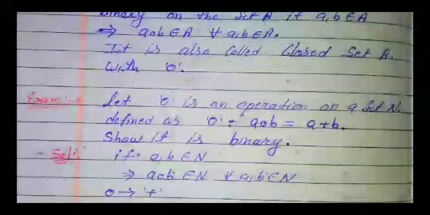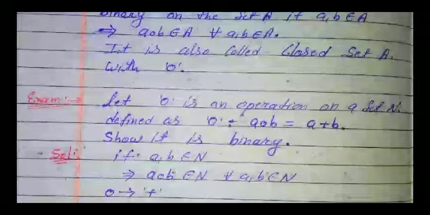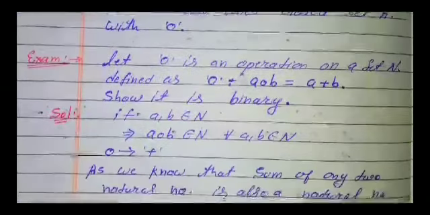In this form, O is an operation and we apply it to two elements of a set, and then we find a single value that also belongs to the given set, then the operation is called the binary operation.